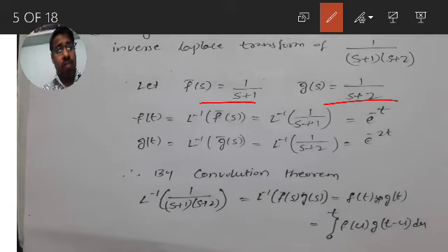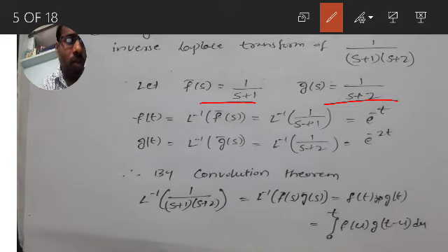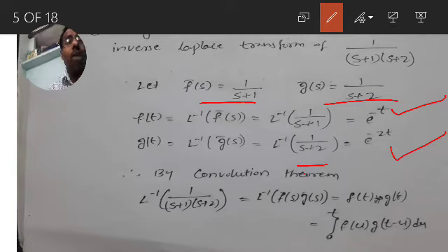L inverse of 1 by s plus a, the answer is e power of minus at. Now L inverse of 1 by s plus 1, the answer is e power of minus t. And L inverse of 1 by s plus 2, the answer is e power of minus 2t.